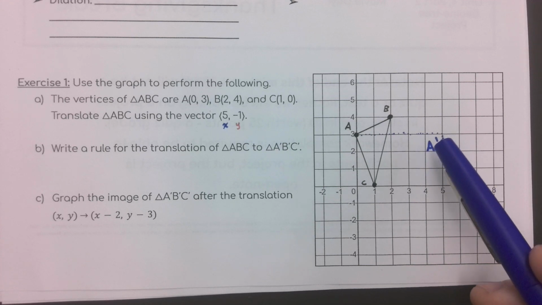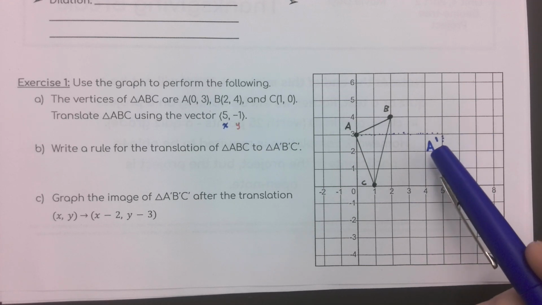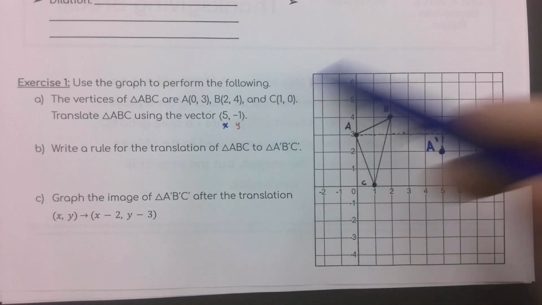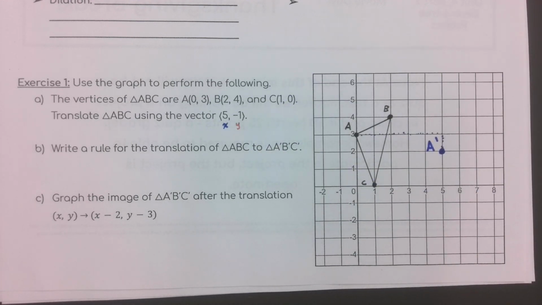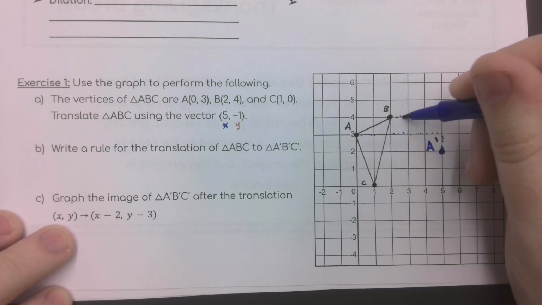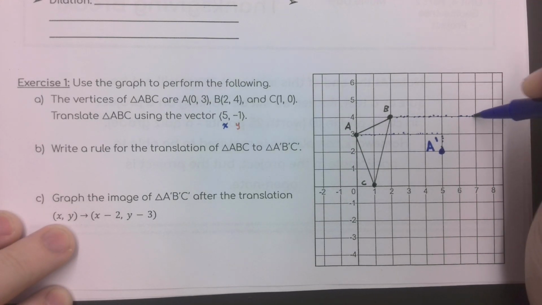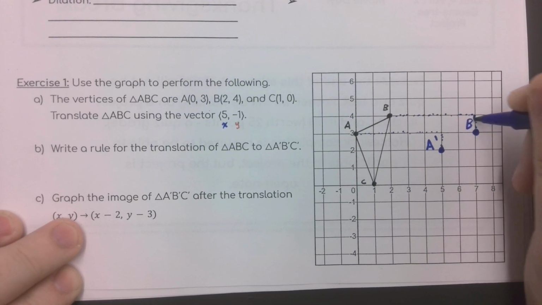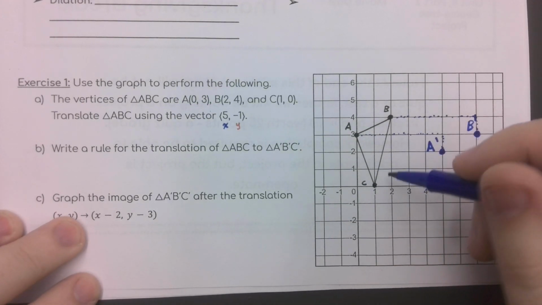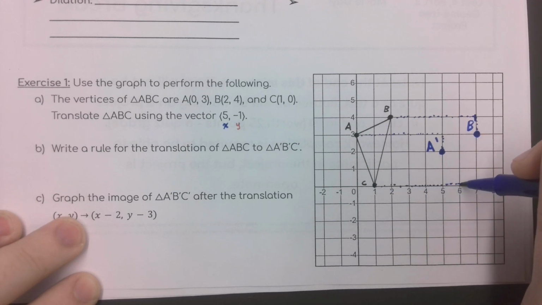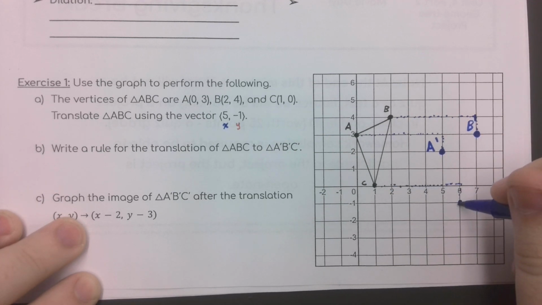If you make a new A after this, like a third point A, it'll be A double prime with 2 prime symbols. If we make a fourth point A somewhere on here, it would be A triple prime. You get the idea. So let's shift all of these points along the vector 5, -1. So B prime is going to end up right here, and C prime, 1, 2, 3, 4, 5, and down 1, it's going to end up right here.